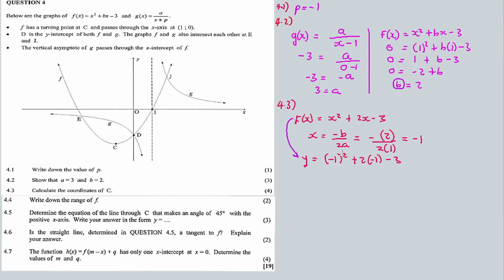So minus 1 squared is 1, plus 2 times minus 1, so that's minus 2, minus 3. Negative 1 squared is plus 1. Minus 2 minus 3 is minus 5, plus 1, that's minus 4. So y is equal to minus 4. So the coordinates for C are minus 1 and minus 4. Alright, 4.4.